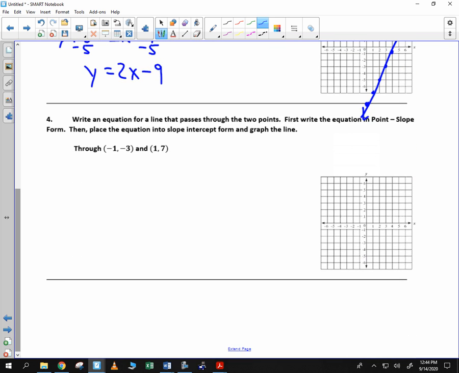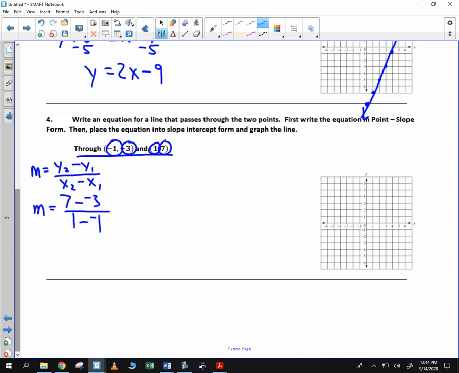Let's try another one. Write an equation for the line that passes through the 2 points. First, write the equation in point slope form, then place the equation into slope intercept form. This one is different because you're not given the slope, you're given 2 points. So first, let's find the slope. Slope is y sub 2 minus y sub 1 over x sub 2 minus x sub 1. Your second y value is 7. Your first y value is -3. Your second x value is 1. Your first x value is -1. When I have the subtraction, I add the opposite, 10. Add the opposite, 2, and I get 5. So the slope is 5.